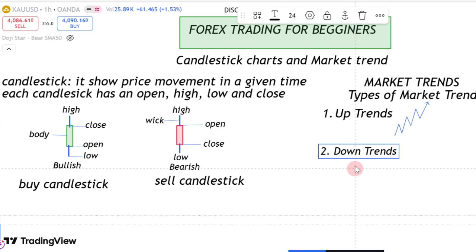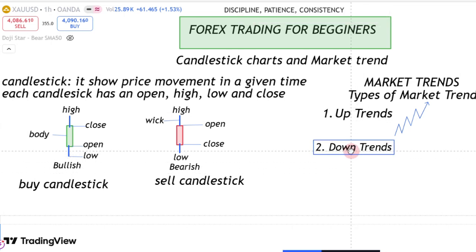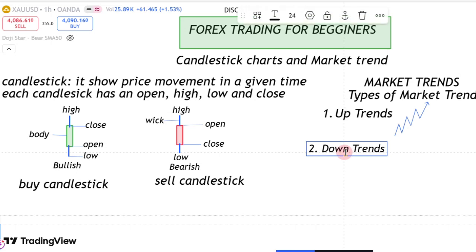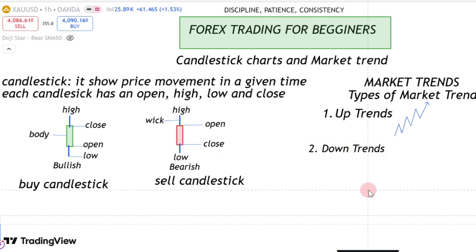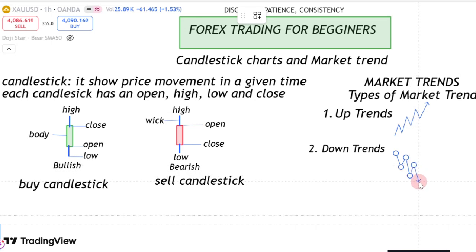Two, we have downtrend. Downtrend is when the market is coming down. So when the market is forming lower lows, lower highs, lower lows, lower highs, lower lows, lower highs.